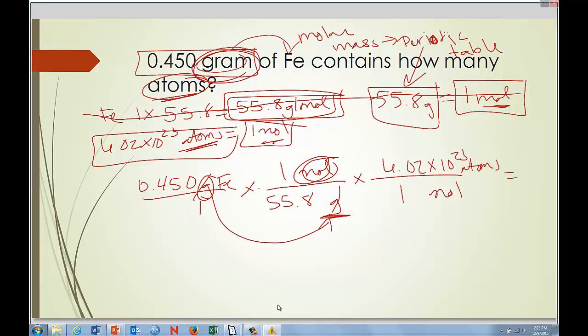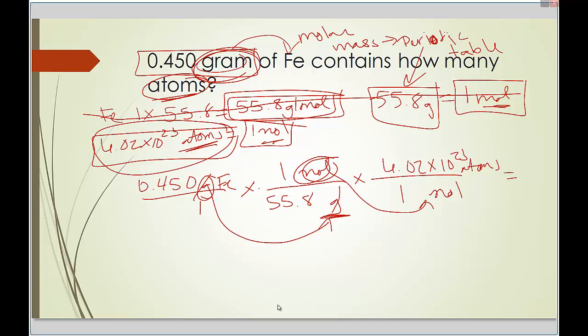So I have moles on the top, so I put moles on the bottom. Then the number we're looking for is going to be on the top of the last fraction. So it's going to be 0.450 divided by, because it's on the bottom, 55.8 times 6.02 EE23 because it's on the top. And that comes out to be 4.85 times 10 to the 21. Notice there's 3 significant digits. That 0 does not count, but that 0 does because of the decimal. So I want 3 significant figures in the answer.